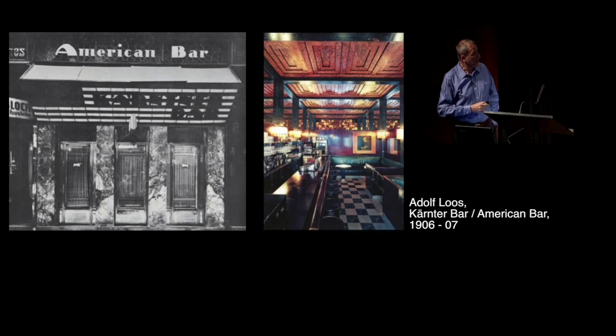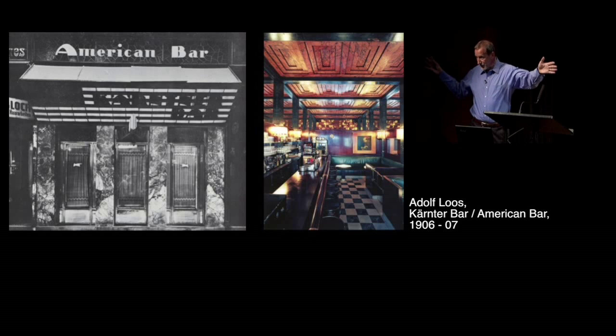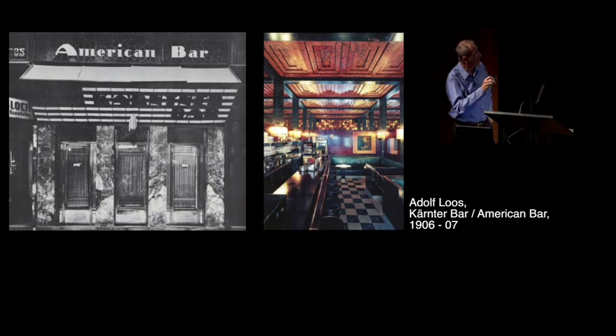Frank Lloyd Wright might have been able to see the Kärntner bar or the American bar of Loos, one of the few intact spaces of Loos that still exist today in Vienna. It's a wonderful space. It's a tiny little space. It's half the size of this auditorium. And the way he's able to enlarge is by introducing these mirrors up here. And that's how he enlarges the space, because the space ends here.